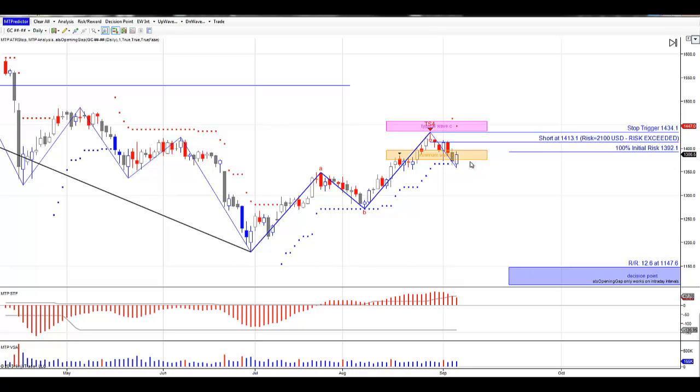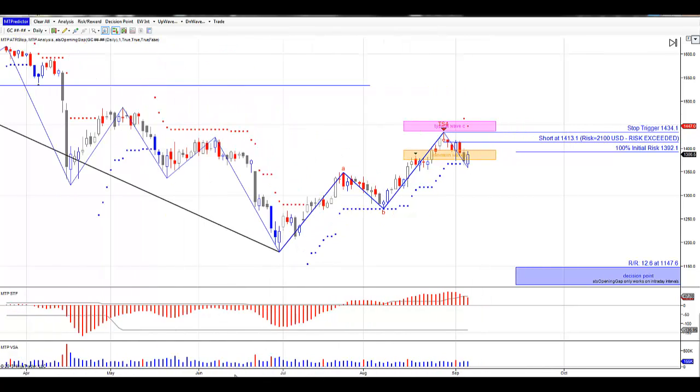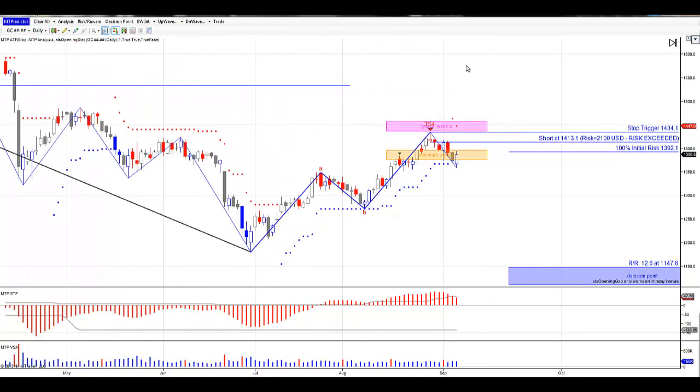So we're going to see how these play out, but protect yourself on the short in case we do reach up into this level here and we get that potential squeeze. So we're going to watch these.